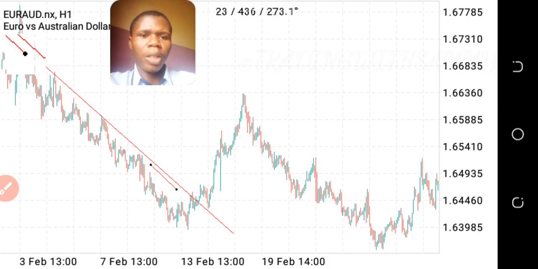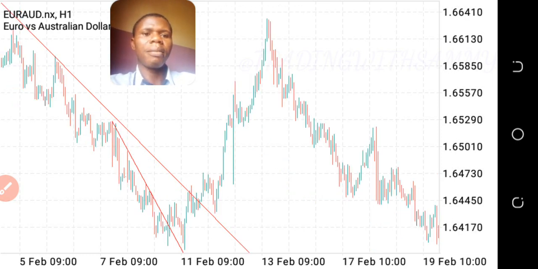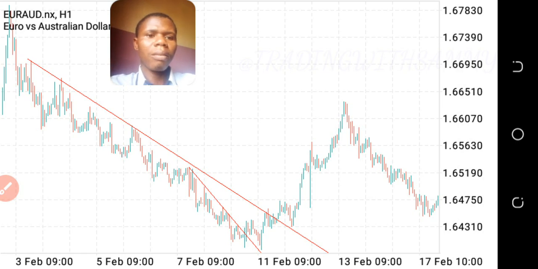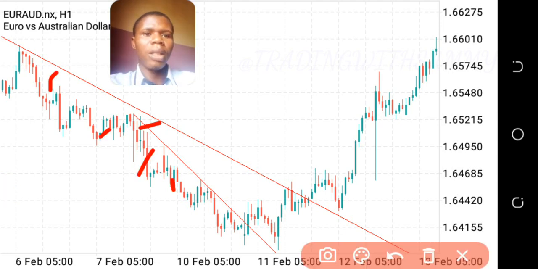So I'm going to be drawing it from here because this was the last major swing point, down here. Now let's zoom in closely so you see what I'm saying. We actually have price touching this swing point here. And what did we have? We had a change of character here, which was the first one I wanted to mention.